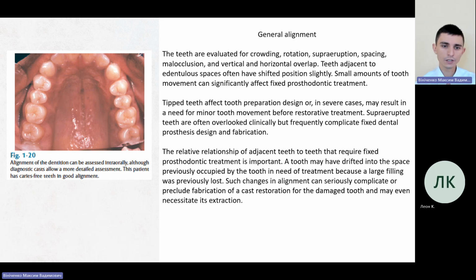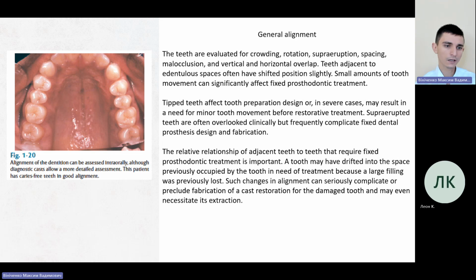The relative relationship of adjacent teeth to teeth that require fixed prosthodontic treatment is important. A tooth may have drifted into the space previously occupied by the tooth in need of treatment because a large filling was previously lost. Such changes in alignment can seriously complicate or preclude fabrication of a cast restoration for the damaged tooth and may even necessitate its extraction. On this photograph, you can see alignment of the dentition can be assessed intraorally, although diagnostic tests allow a more detailed assessment.